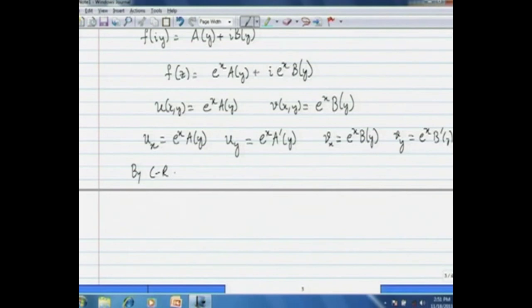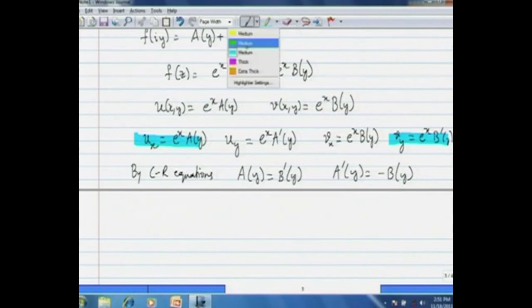So, by CR equations we should have a of y equal b prime of y. That is because u x should equal v y. And we want a prime of y to equal, or rather a prime of y should equal minus b of y. That is by the second equation that u y is minus v x.